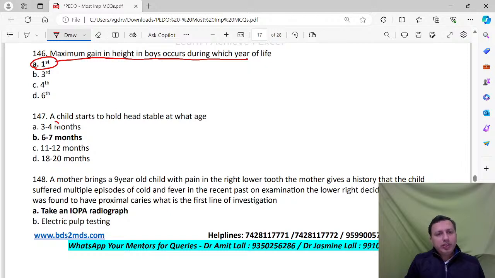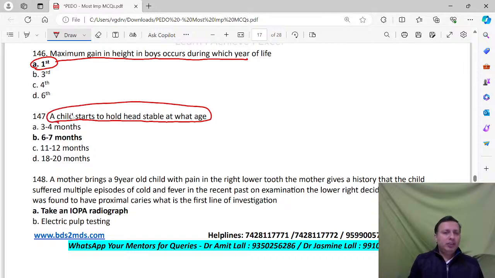Now the next question is, a child starts to hold the head stable at what age? Now please, I think this is mentioned wrong. It is not 6 to 7 months. The correct answer is that the child holds the head stable by the age of 3 to 4 months. By the age of 3 to 4 months. So please correct it in your PDF file. It is 3 to 4 months.